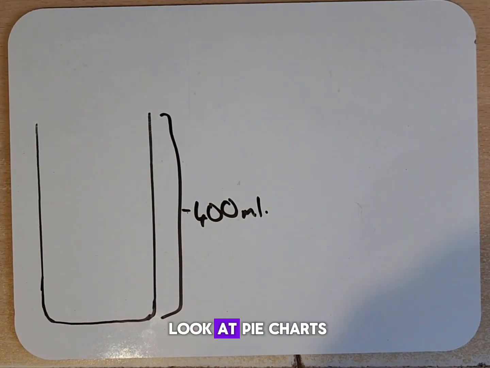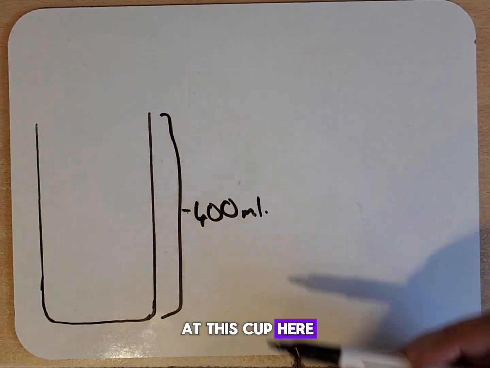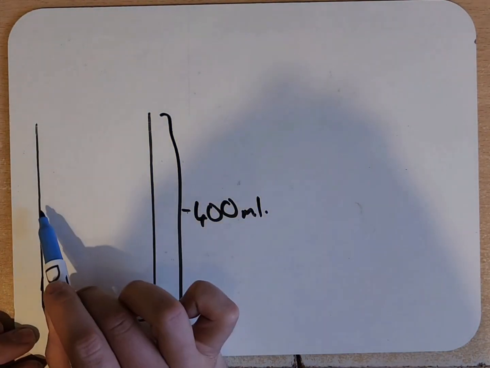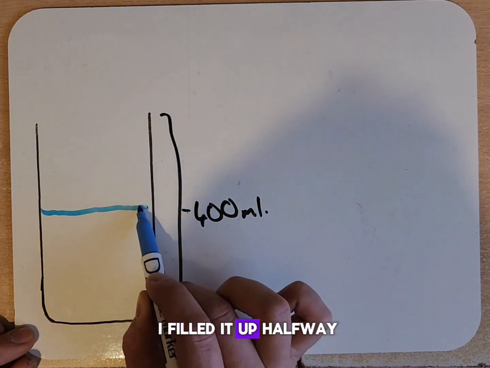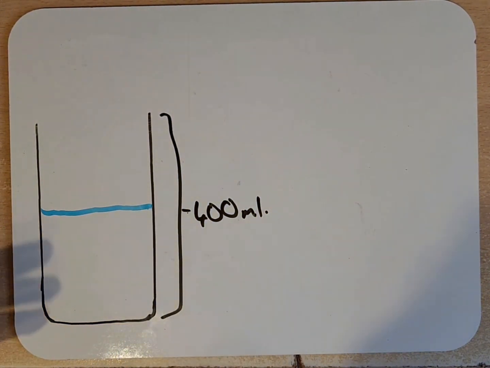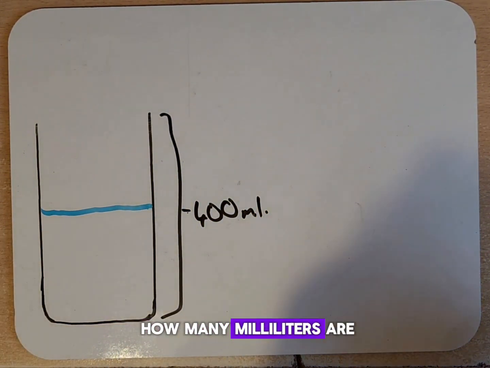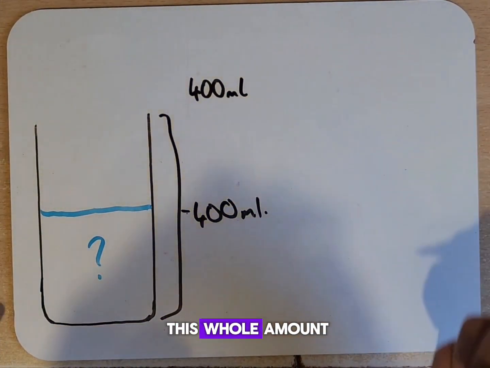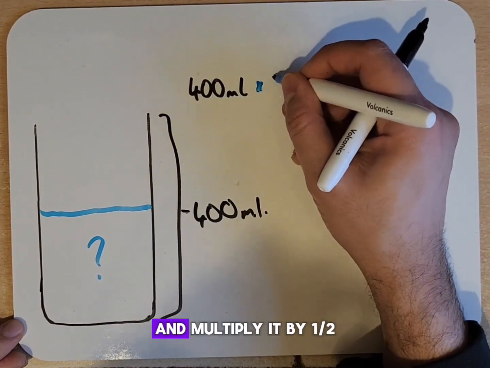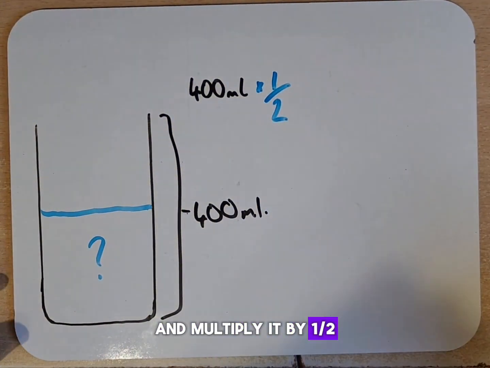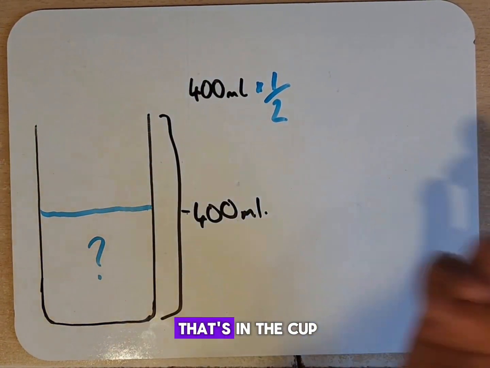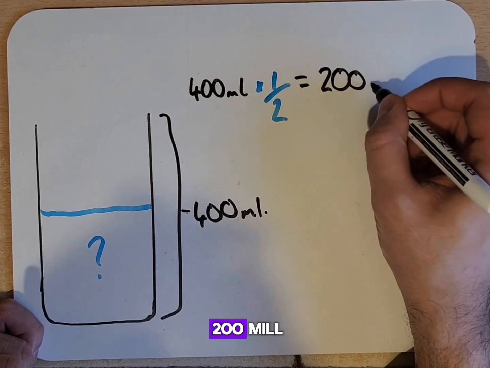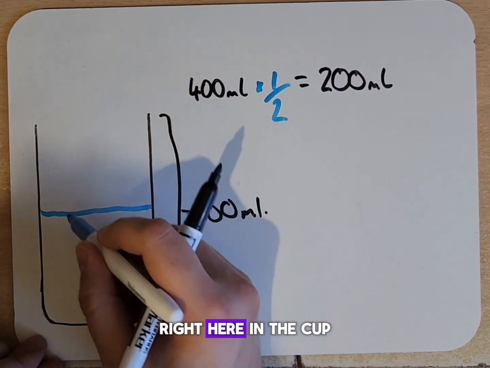Before we have a look at pie charts, let's have a look at this cup here that can be filled up with 400 milliliters. I'm going to tell you I've filled it up halfway, and I'm going to ask how many milliliters are in the cup. Well, you could take this whole amount, 400 milliliters, and multiply it by a half, the amount of water that's in the cup. And that would tell us that we have 200 ml right here in the cup.